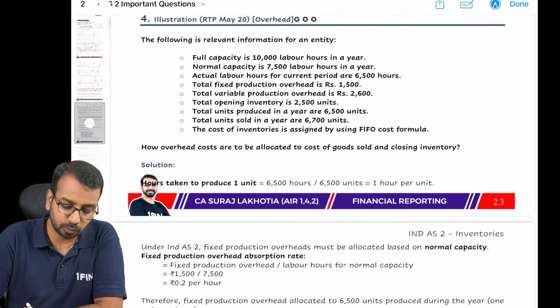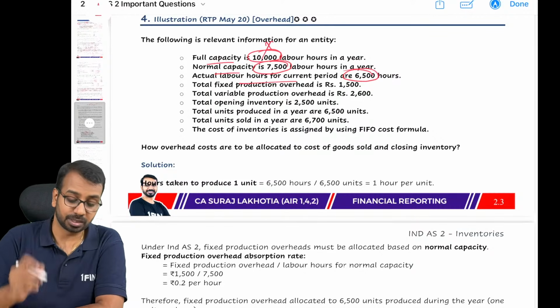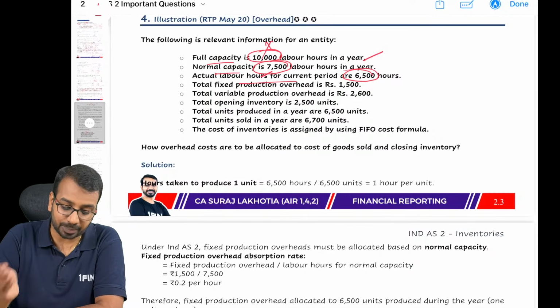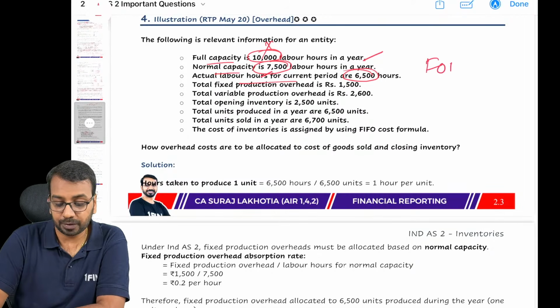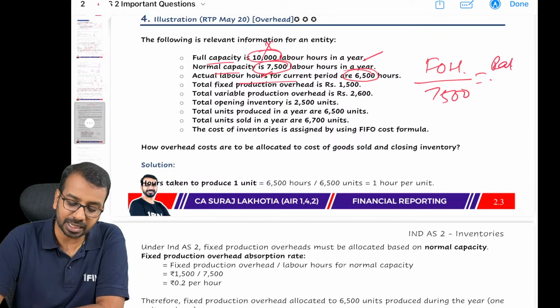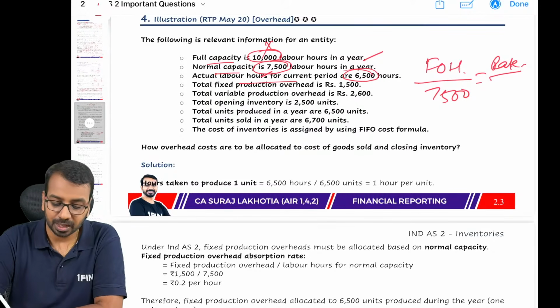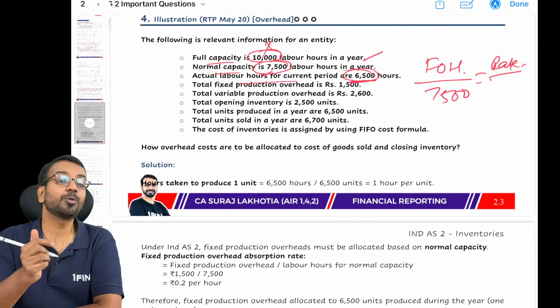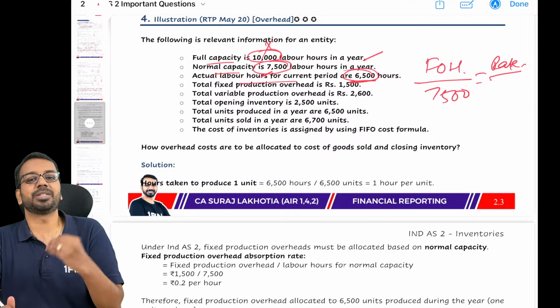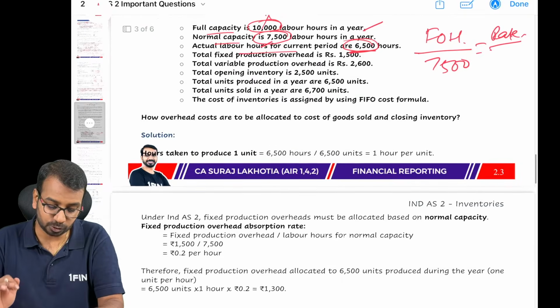Then again another one, full capacity 10,000, normal capacity 7,500 and actual labor is 6,500. What do we do? 10,000 is not relevant. Please keep this in mind. 7,500 normal capacity, based on that we will do fixed overhead divided by 7,500. Whatever is the rate, that is the rate that will be allocated to the cost of inventory. Actually 6,500. What about balance 100? The balance 100, whatever is the cost for remaining 100, will be charged to P&L.